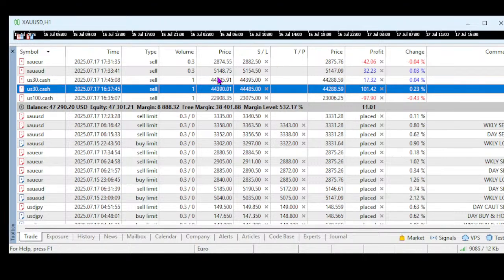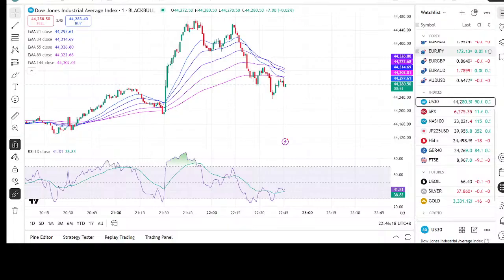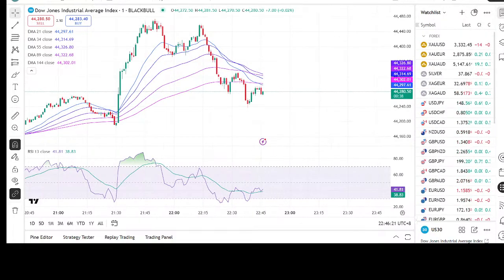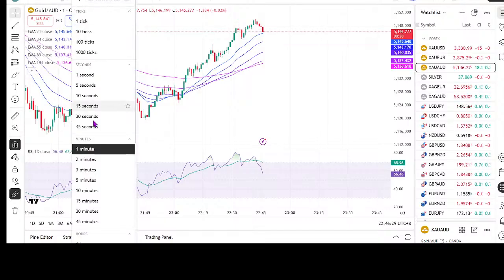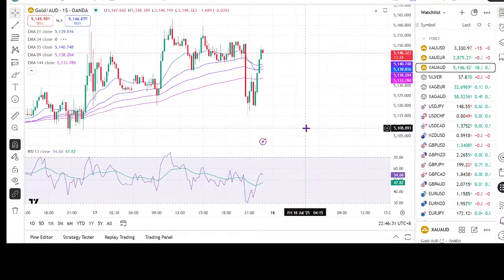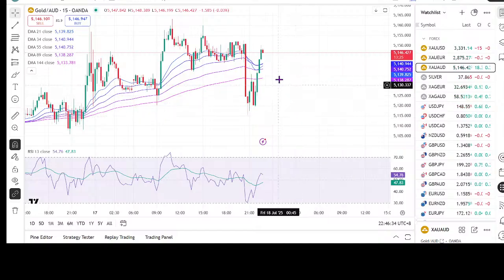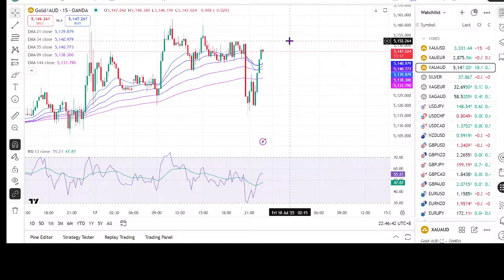Okay, now let's see gold Aussie. Let's see the chart, gold Aussie. Remember I told you that we have 15 crucial minutes. So now the gold Aussie is giving us a profit. Okay, now it's giving us a profit. Now let me see this.